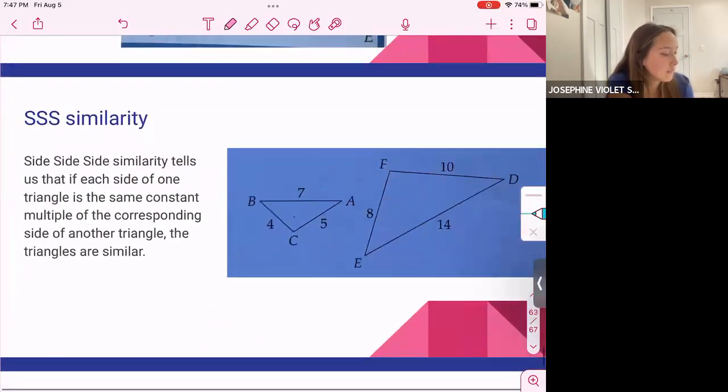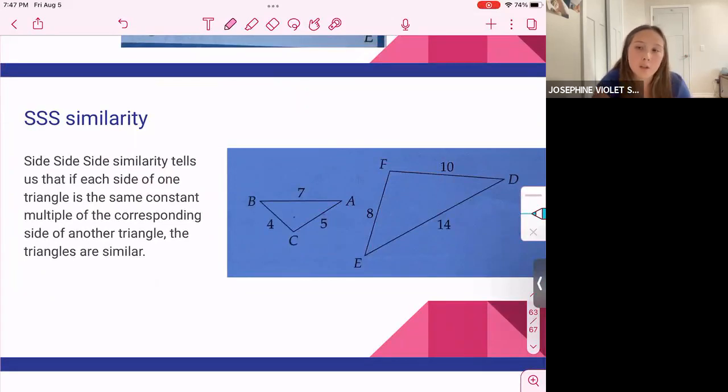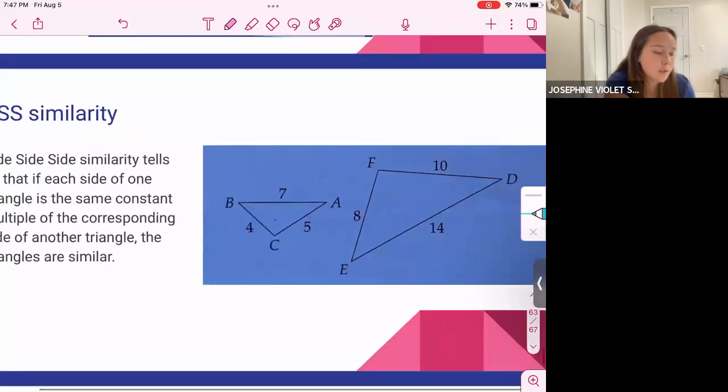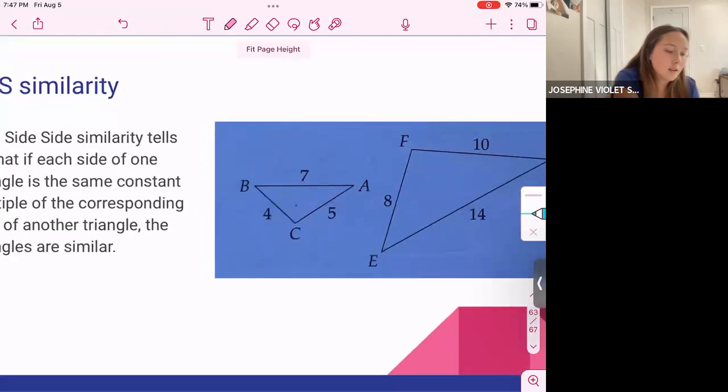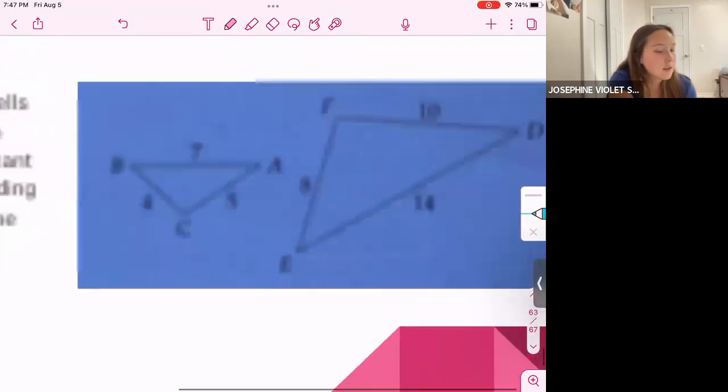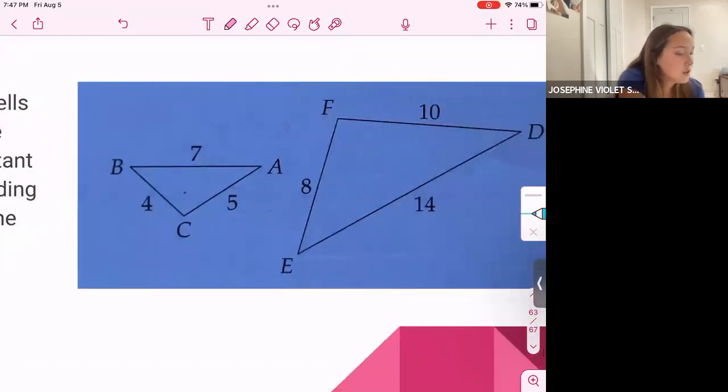Okay, so side side side similarity. This basically tells us that if we know 3 sides of 2 triangles have the same ratio, then they are similar triangles. And so once we know that they're similar triangles, we know all the angles are the same. So in this case, the ratio is 1 to 2.